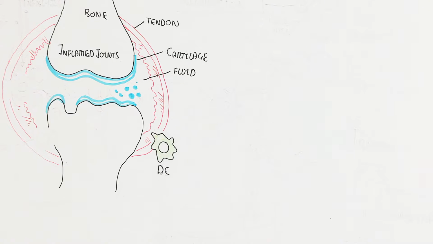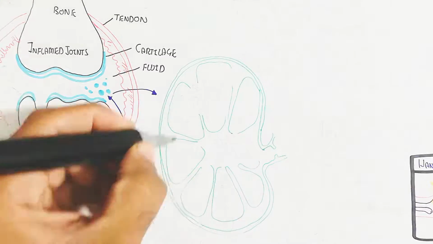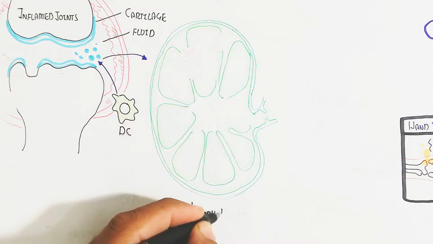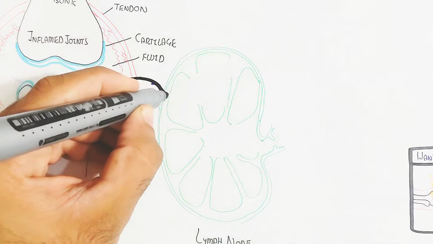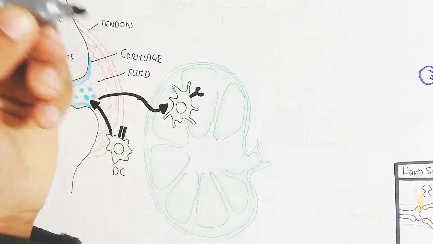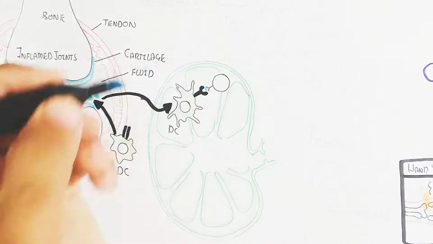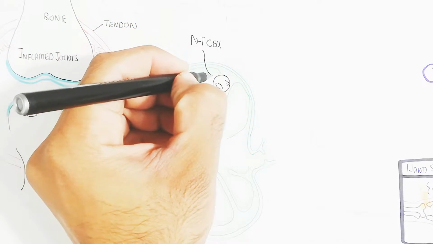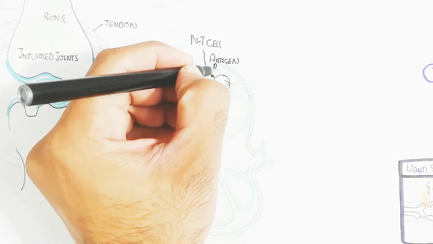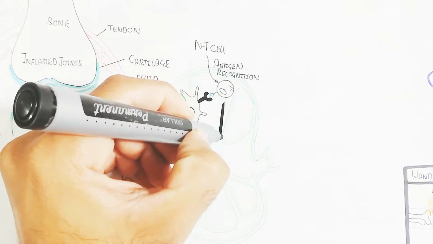So whenever this damage occurs, for many reasons, let's begin to understand. First of all, the dendritic cell will recognize the antigen, and this antigen is an autoantigen, and the dendritic cell will move into the lymph node. Here is the lymph node, the lymphatic system, and the naive T cell recognizes the antigen through the dendritic cell.